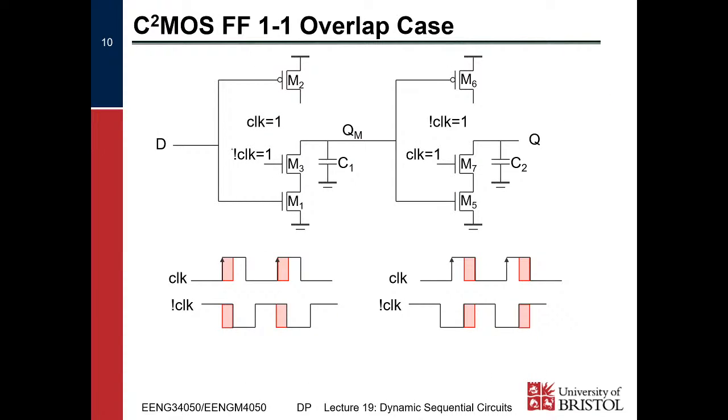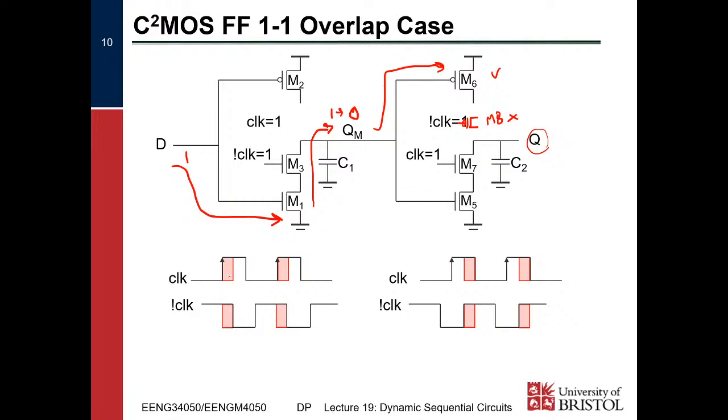If we look at the 1-1 overlap case, in this case, if we imagine D is 1, okay, it can disturb QM. We can get a 0 here, where it should have been a 1. And then that 0 can turn on M6, but M8 just here is off, meaning it can't disturb Q, right?